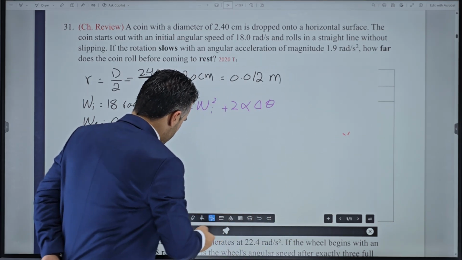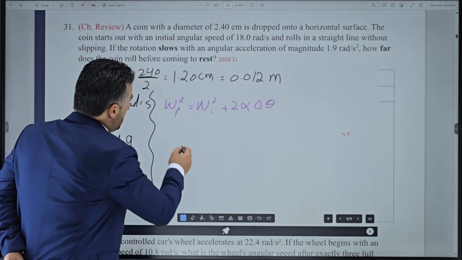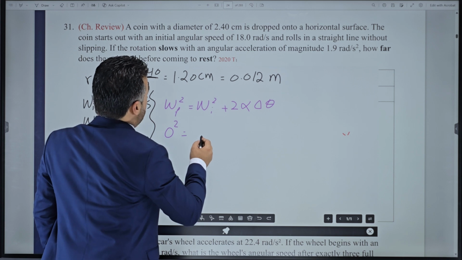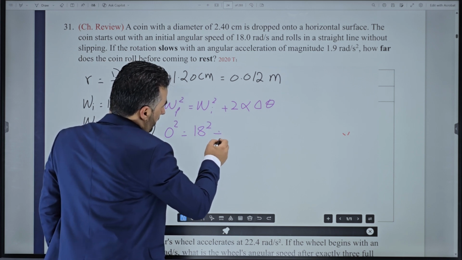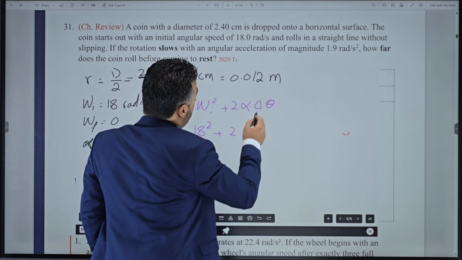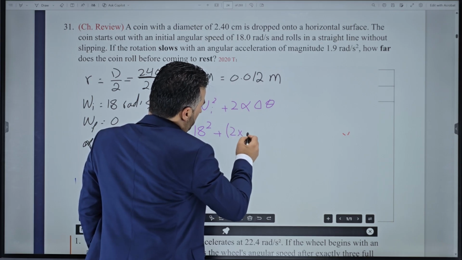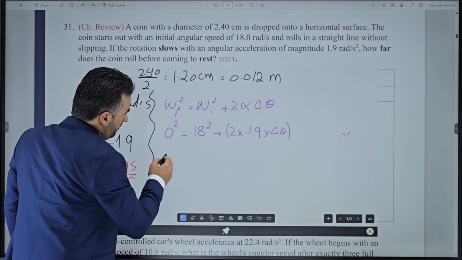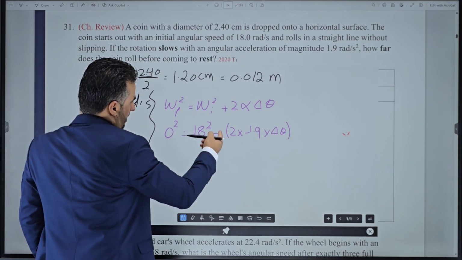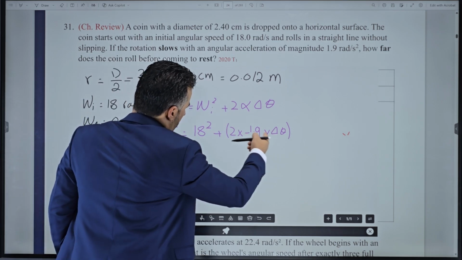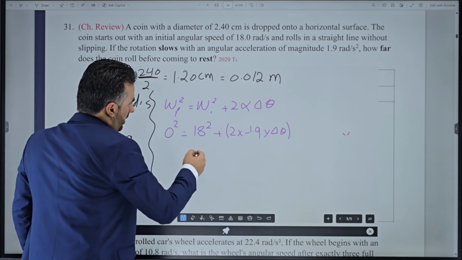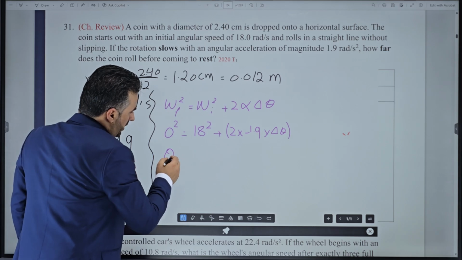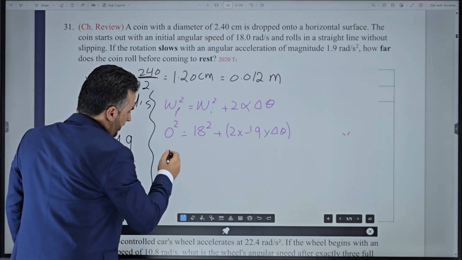All right, so let's get rid of this one here. So going back to this, omega final is 0, 0 squared is still 0. Omega initial is 18, but don't forget the squared, plus 2 times the angular acceleration, which is negative 1.9, times delta theta here. So once again, this 18, of course, we can take to the other side, or it would be easier to move this one. So let's just write one more step. I'm extending this one so that you can understand what happens here.